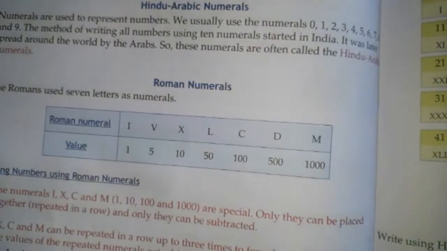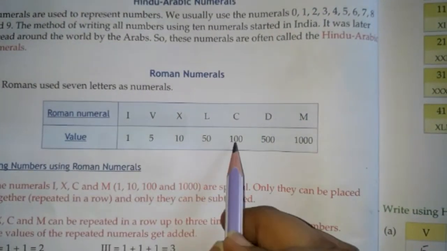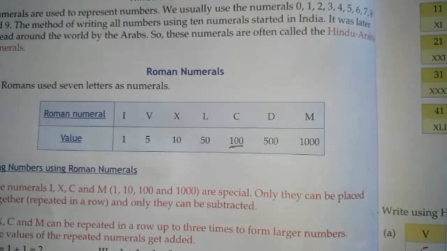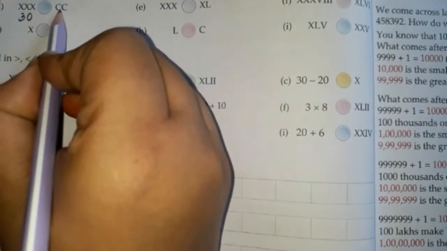This is 30, and C we already know. Here it is given. C means 100. C means 100. So this C, 100 plus 100, it will become 200. Which one is greater? 200.